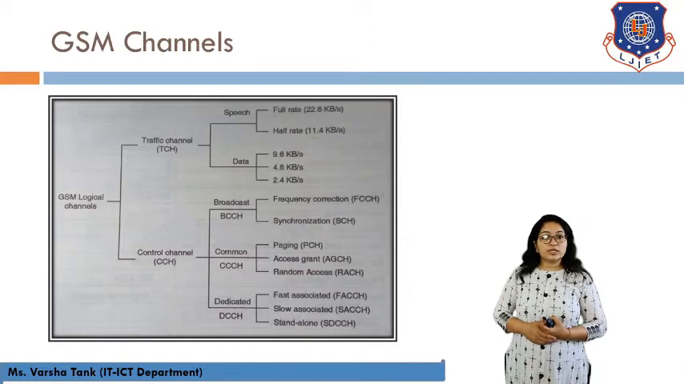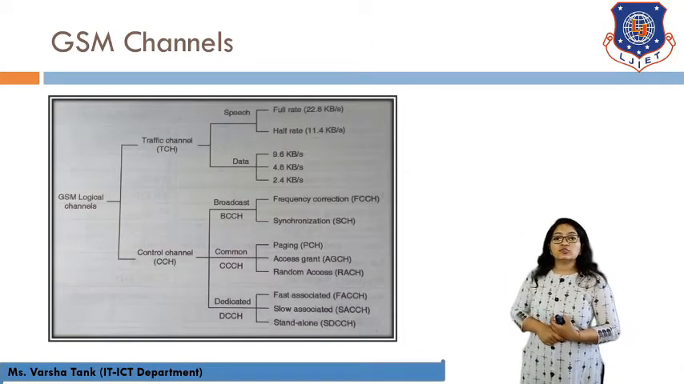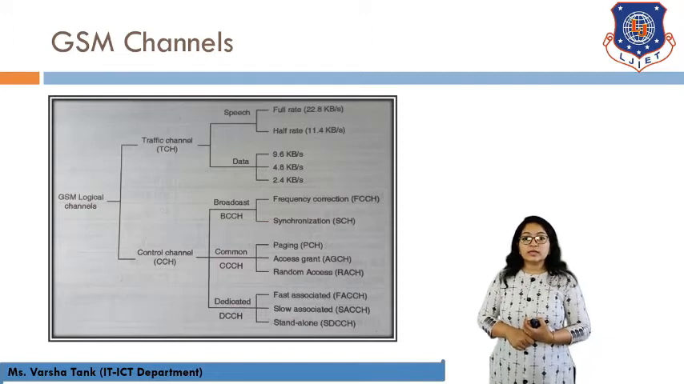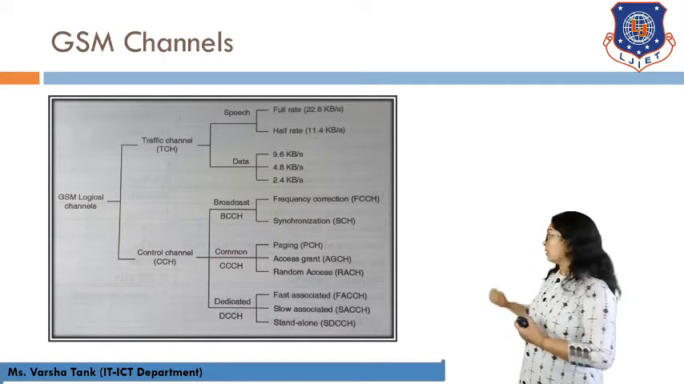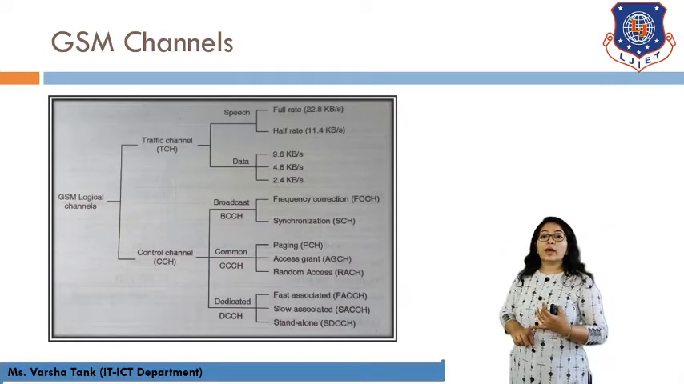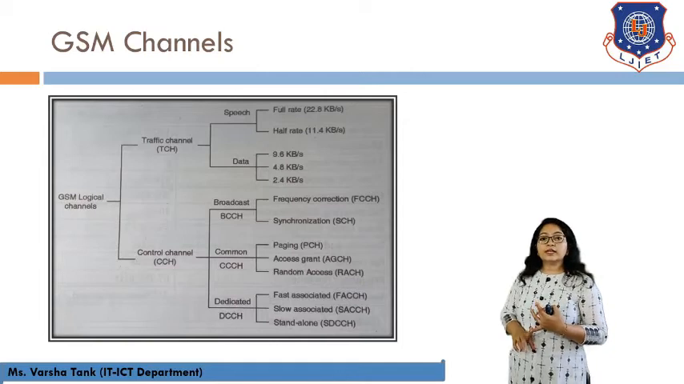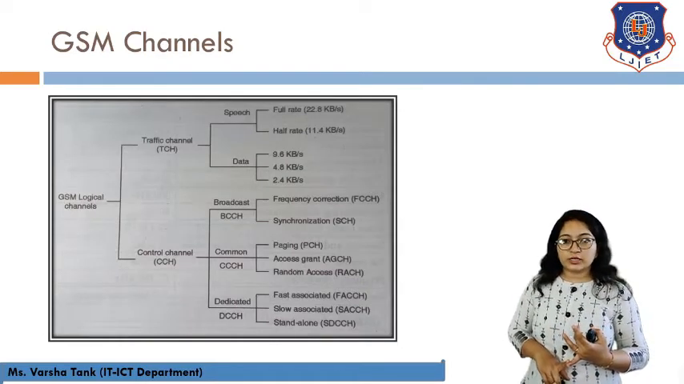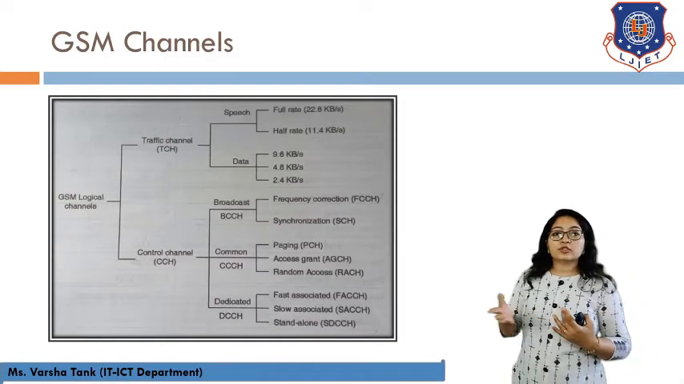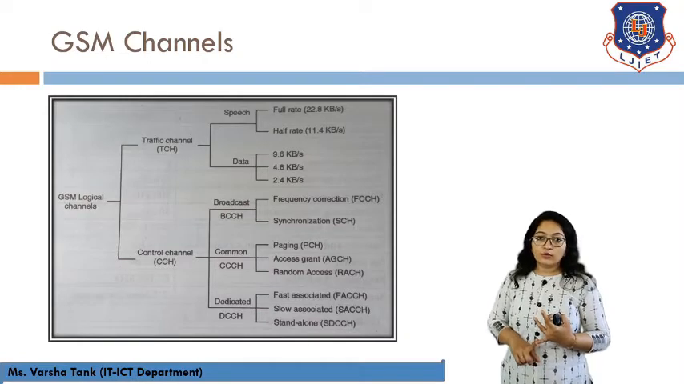Now next is GSM channels. So here you can see the different types of GSM channels. Which channels are those? One is the control channel and another is the traffic channel. In the traffic channel, you have two types, for speech and data. For speech and data, you have two types of channel, full rate channel and half rate channel. Okay, full rate channel is, suppose, 22.8 kbps, then half rate channel is 11.4.